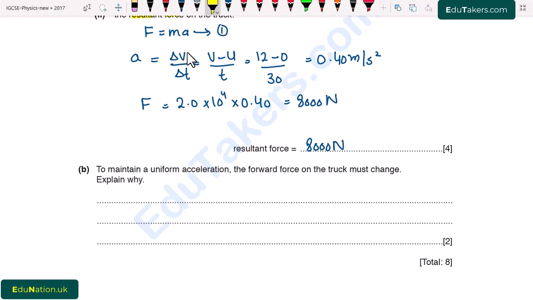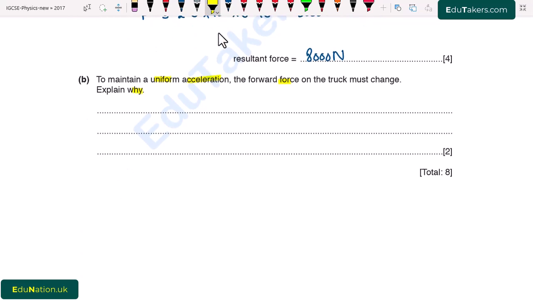Part B. To maintain a uniform acceleration, the forward force on the truck must change. Explain why. So here we have to explain why the forward force on the truck changes. So first of all, as the truck increases its speed, there is a force, air resistance, also acting on the truck. By increasing the speed, air resistance also increases. I write here, when I increase speed, air resistance also increases.